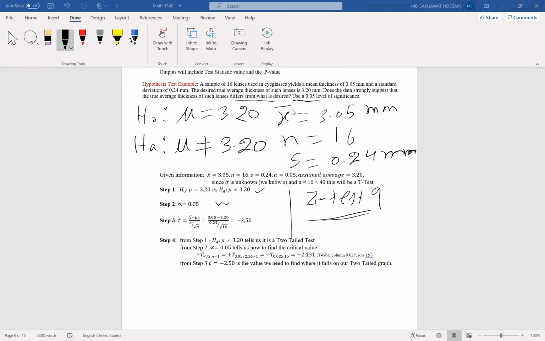Yeah, you're right. So we cannot use this test. That means we can use a t-test here, because sigma is unknown and the sample size is small. So the test statistic is t equals x bar minus mu naught divided by s over the square root of n.